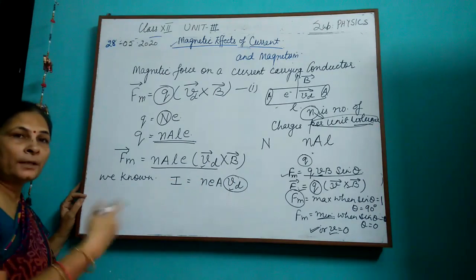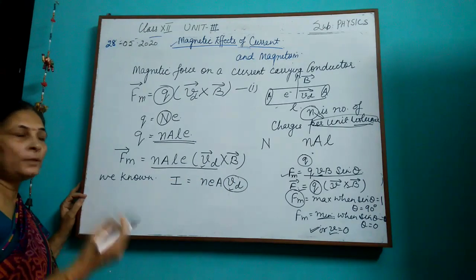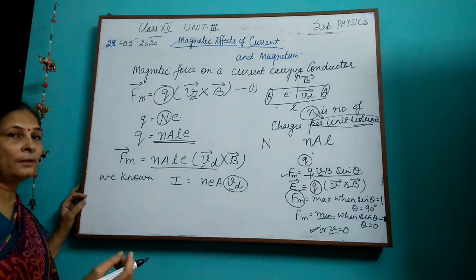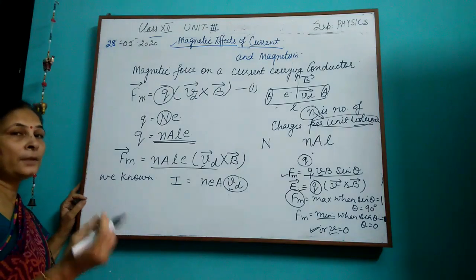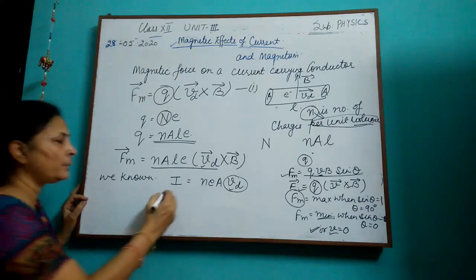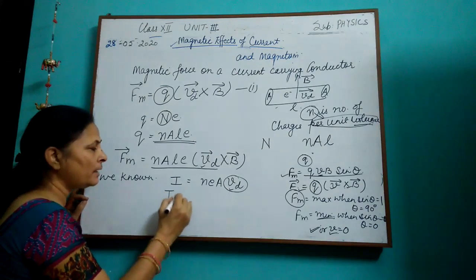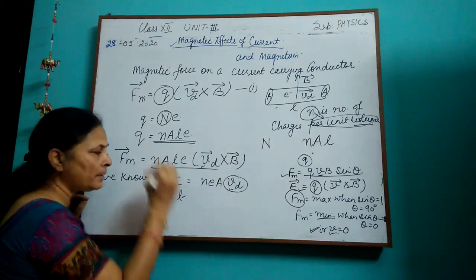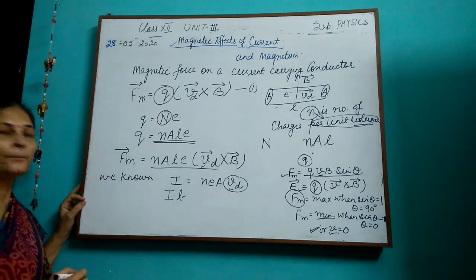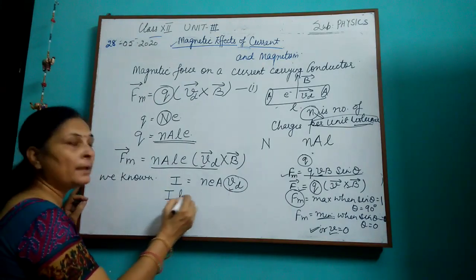Now to convert current into a vector quantity, because we know that current has direction but cannot be treated as a vector quantity, what we do is we multiply it by the length, and this length will now be treated as a vector quantity, and this will be known as a current element also.